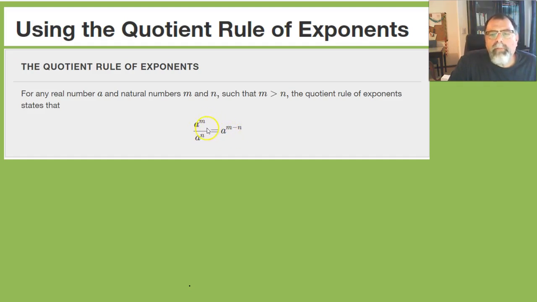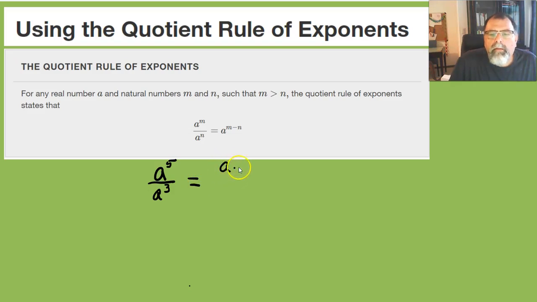So to me this one makes sense, because if we're multiplying with the same base, we add the exponents. But if we're dividing with the same base, we're going to subtract the exponents. So that's the quotient rule. And again, we can look at an example. Let's just put some numbers there. We'll do a to the 5th over a to the 3rd. So see, 5 is bigger than 3.